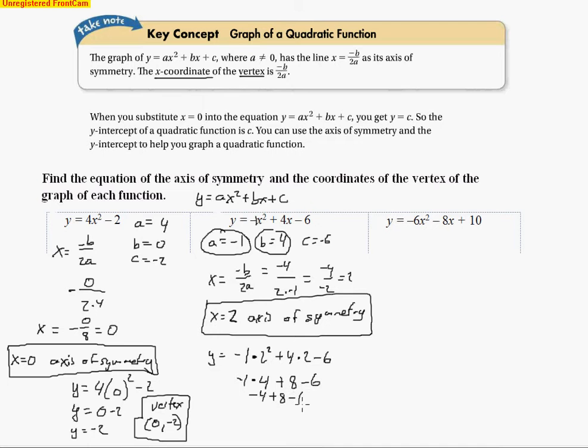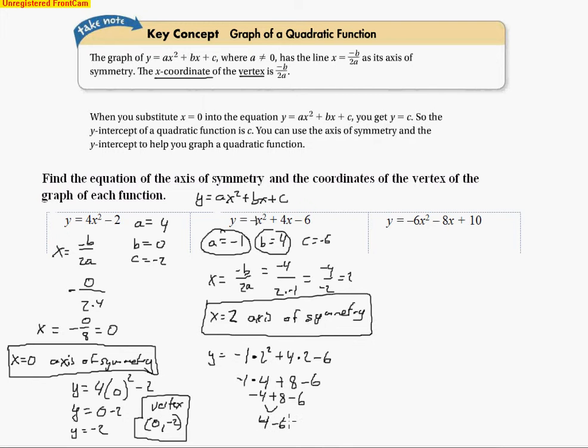8 minus 6. And so a rule with this is that whenever we're plugging the axis of symmetry into our equation, we always end up with this situation where we're going to have a negative x squared term, or one term will be negative, one will be positive, and then these two will always end up subtracting to make one of the values, the absolute value of one of the values, in this case 4.